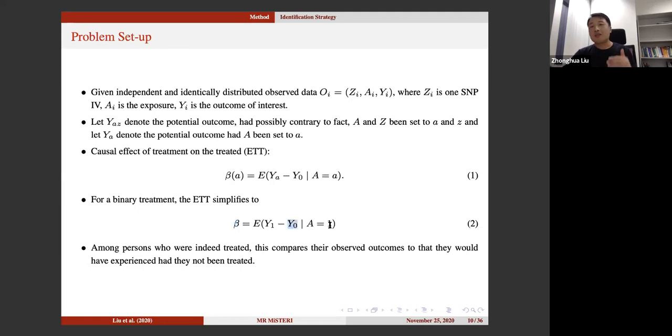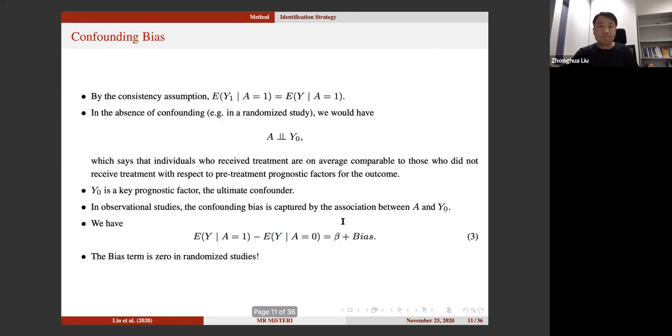So this Y_0 among the treated people is not observed, right? You are treated, and I want to know your outcome if you were not treated. Well, that Y_0 is not observed. But Y_1 among the people who are actually treated is observed by the consistency assumption. So this is really the issue here: Y_0 among the treated people, this potential outcome, is not observed. Now, confounding bias: by the consistency assumption, Y_1 among the treated is equal to the observed outcome among people who are treated.